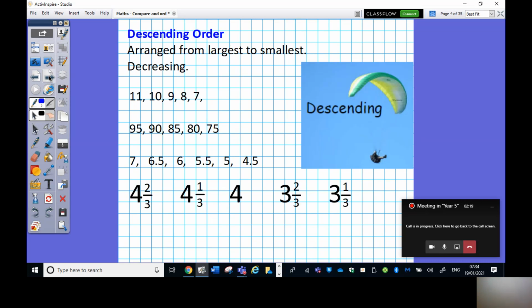Next, descending order means arranged from largest to smallest. So you're decreasing. The numbers are getting smaller and smaller. We can see here 7, and then 6.5, then 6, and then 5.5, 5, 4.5. And this person's parasailing down, so he's going up in the sky and coming down. Starting high, going low, largest to smallest. Another way of saying this also is decreasing.